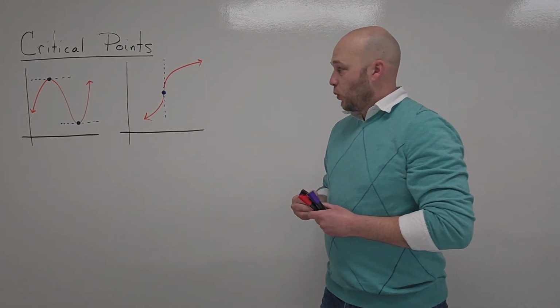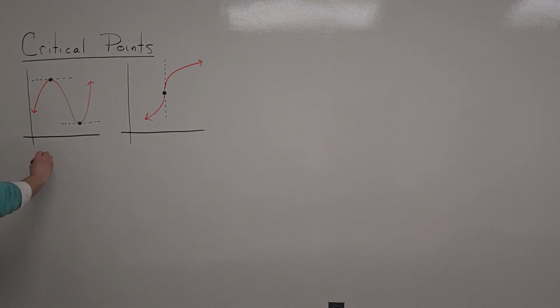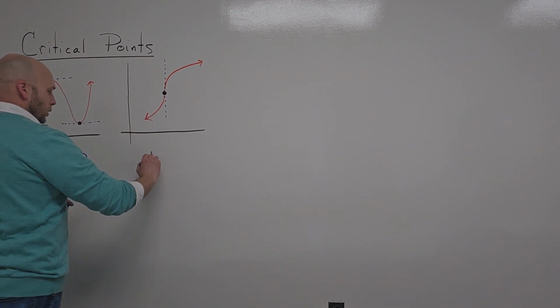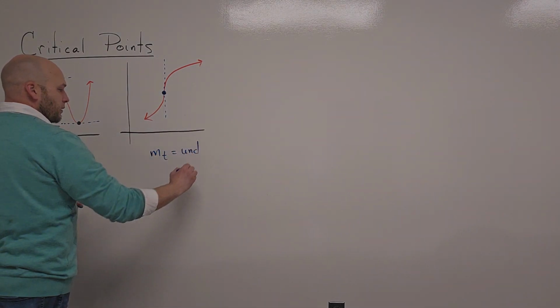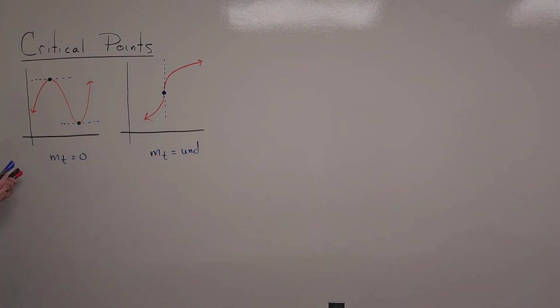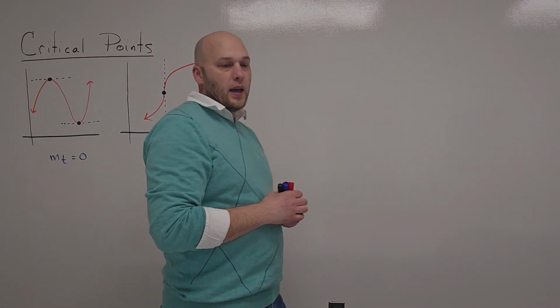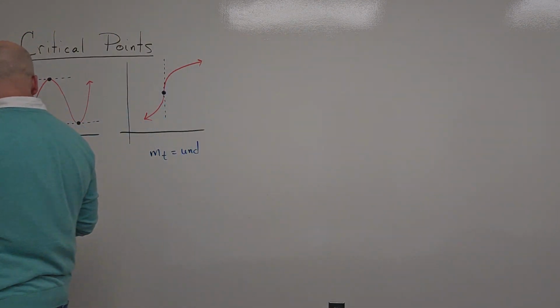So critical points correspond to a point on the graph where the tangent line is either horizontal or vertical. And what do we know about horizontal tangent lines? Well, we know that the slope of the tangent line is 0. Over here, what do I know about the slope of a vertical line? The slope of this tangent line would be undefined. And we know to find slopes of tangent lines, we compute the derivative and plug in numbers, right? So that's how we get the slopes of those lines.